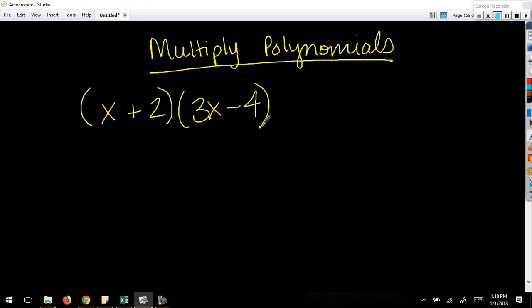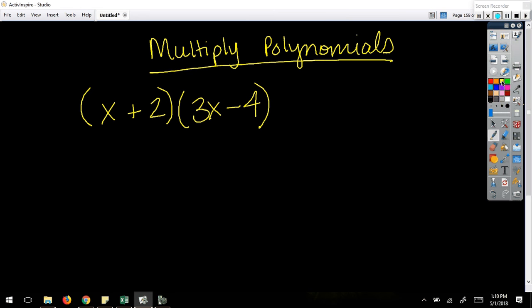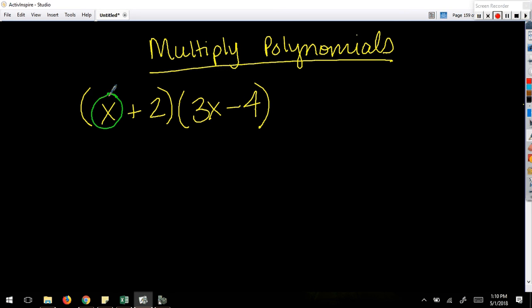Now, a lot of you have probably learned the term FOIL: first, outside, inner, last. I tend not to use that too much because that only applies when both of them are binomials. I kind of prefer to think about distributing over FOILing, and I'll show you why, and it'll make more sense in just a minute. But as we work through this one, what I want to do is start with the first term in the first parentheses.